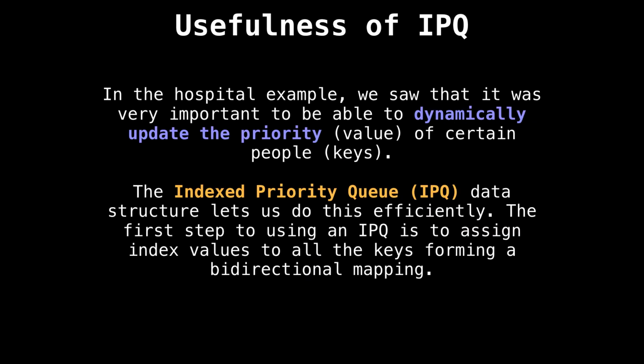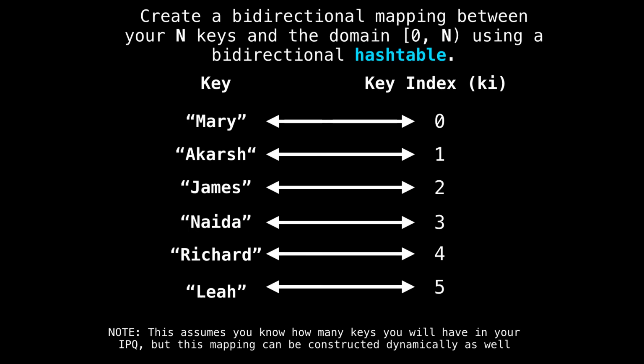As we saw in the hospital example, it is very important to be able to dynamically update the priority of certain people. The indexed priority queue is a data structure which lets us do this efficiently. The first step to using an indexed priority queue is to assign index values to all the keys, thus forming a bidirectional mapping. If we use an indexed priority queue to track who should get served next in our hospital, we need to assign each person a unique key index value between 0 and n non-inclusive.